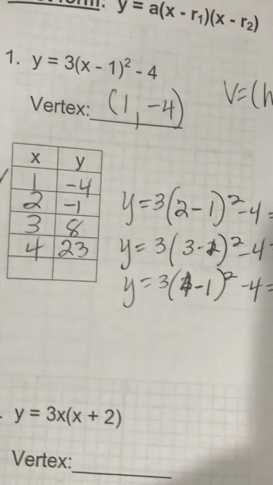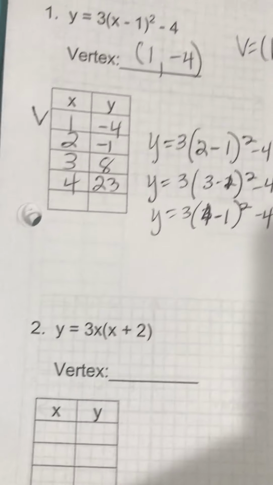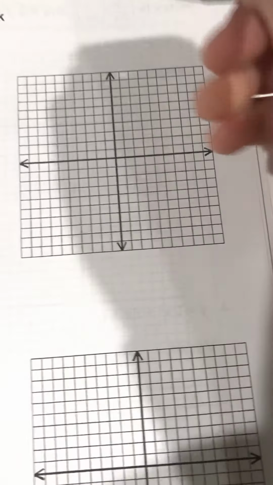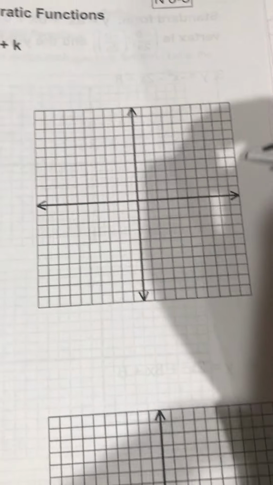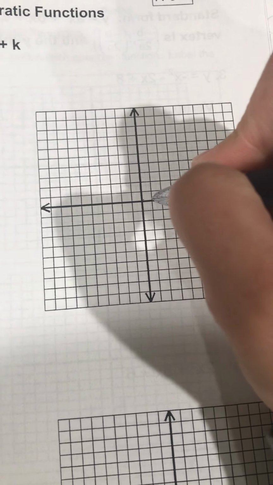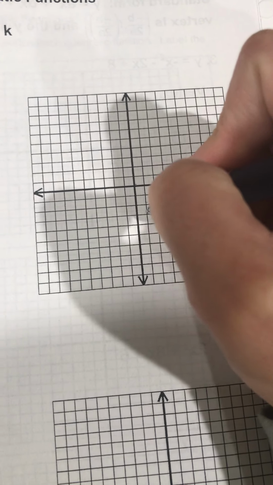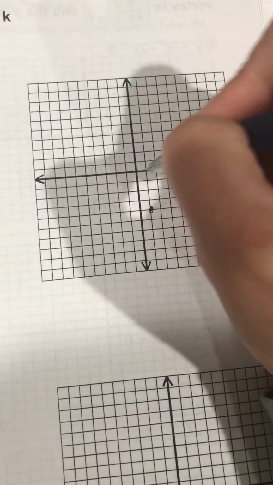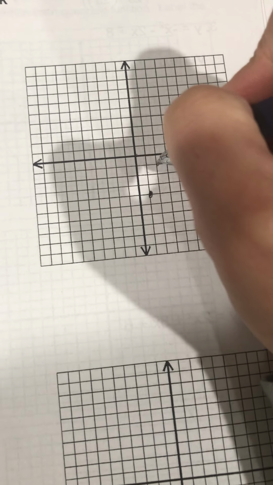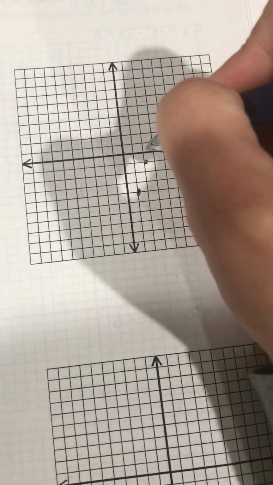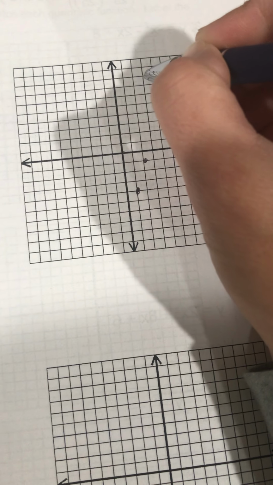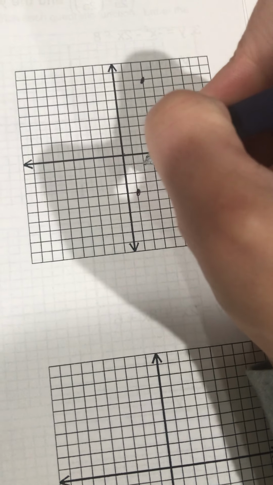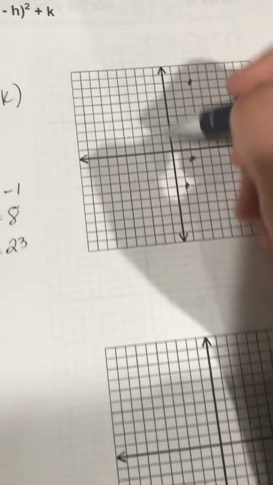So one of them is going to go off the chart. We're not going to be able to see it. This 23 is too far, so let's plot those. So we have 1, negative 4. And you're going to have 2, negative 1. And you're going to have 3, 8. The other one's going to go off the chart, so I'm not going to graph that one.